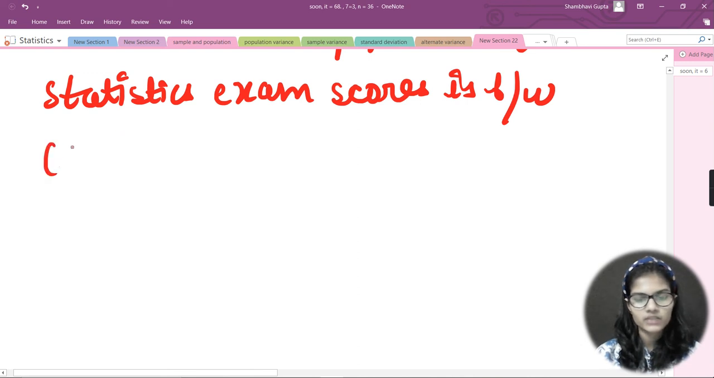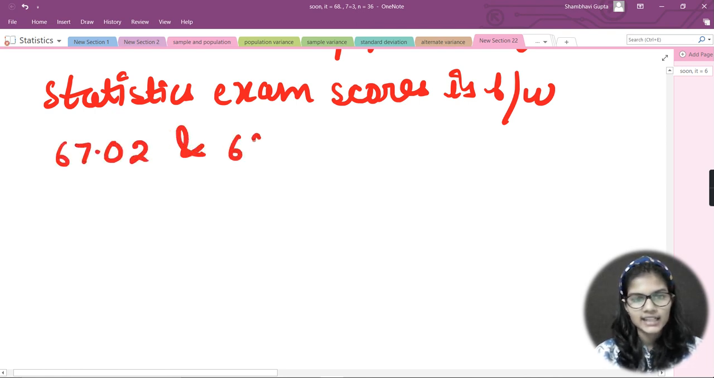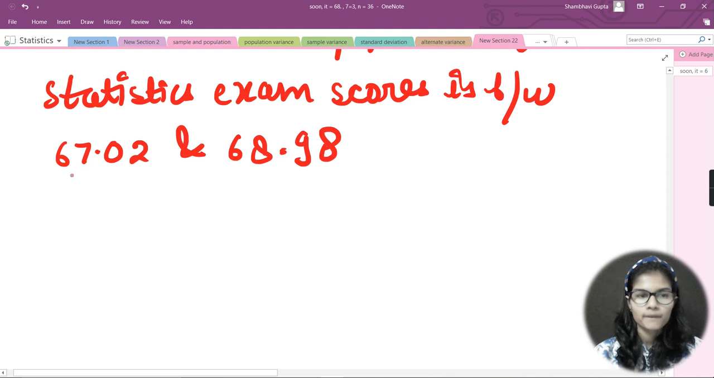Now what was the interval that we were getting? The interval was 67.02 and 68.98. This was the interval that we were getting. So that was basically 67.02 and 68.98. So this is the final estimation that we have got.